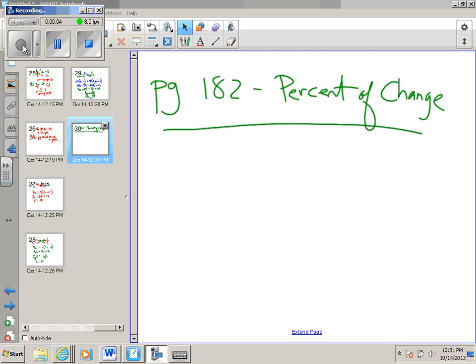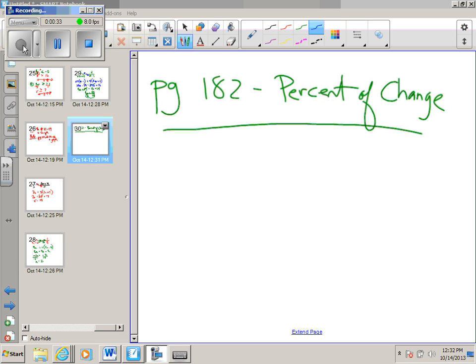Percent of change is what we're going to be talking about next. A percent of change indicates how much a quantity increases or decreases with respect to the original amount. If the new amount is greater than the original amount, the percent of change is called a percent of increase. If the new amount is less than the original amount, the percent of change is called a percent of decrease.